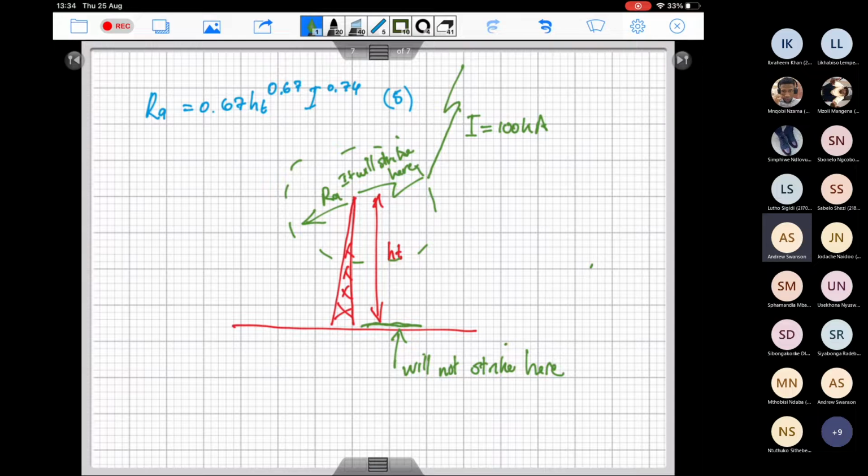Now that's to do with the way that the lightning mechanism works, where the streamers start from up here. And if you've got lots of charge moving through the air for a lightning strike with high current, that electric field and that streamer is going to start at the highest point.